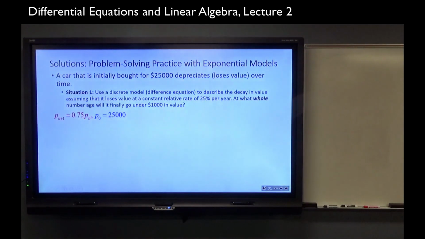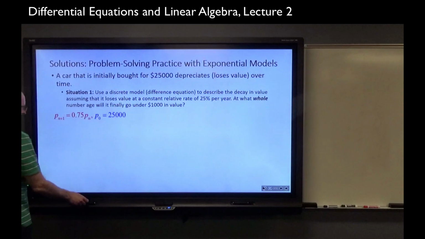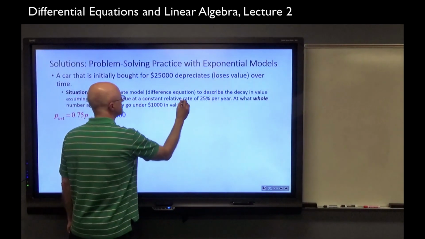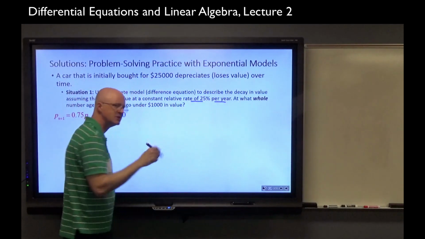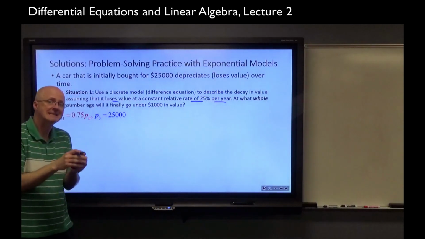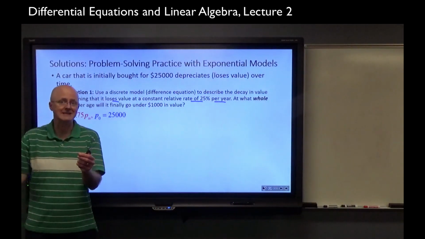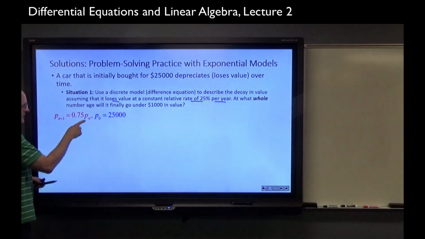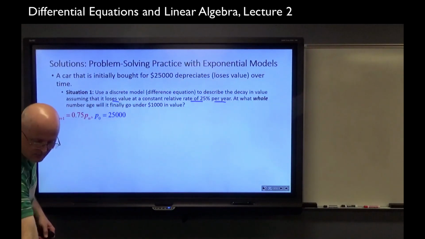So here we go. Here's our difference equation. That's our discrete model. Where does the 0.75 come from? That comes from the fact that it loses value at 25% per year. So at the end of any given year, it's 75% of the value of the preceding year. We're talking about P0 being 25,000. I need to multiply that by 0.75 to find P1.